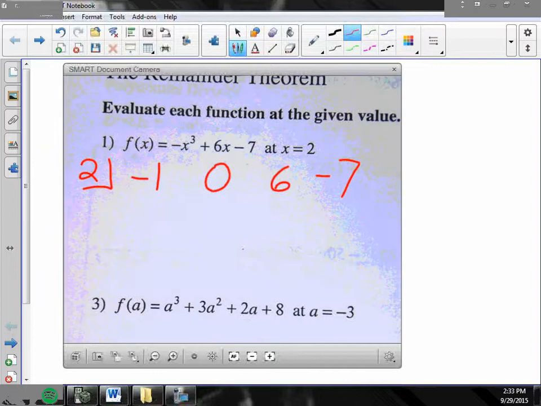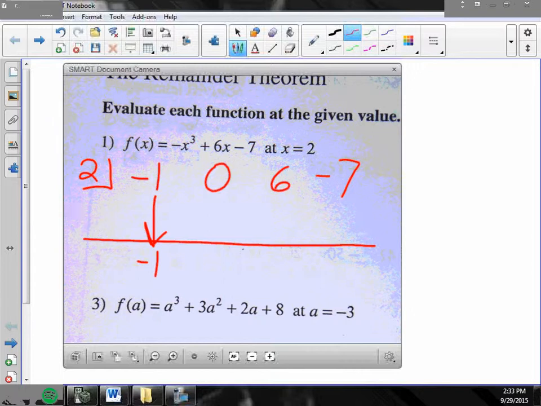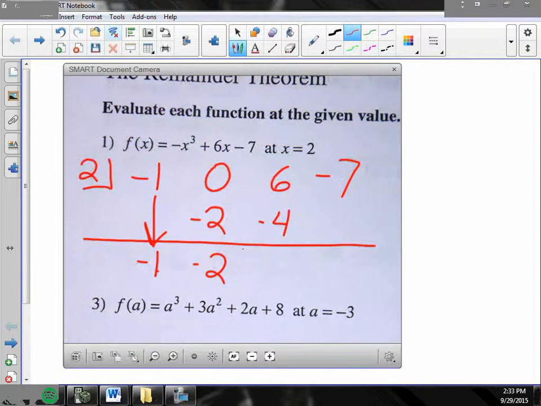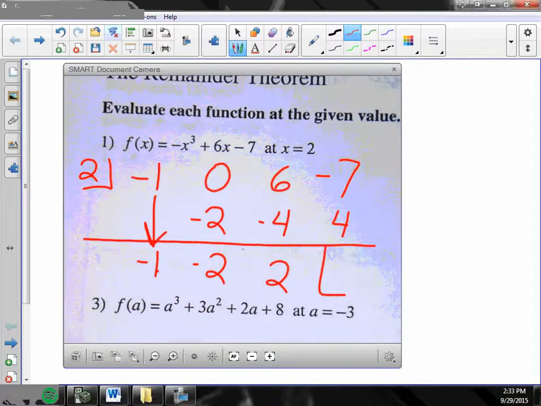So then you draw a line, drop down the first coefficient, -1, and then just multiply and add until you reach the end. So 2 times -1 is -2. 0 minus 2 is -2. 2 times -2 is -4. 6 minus 4 is 2. 2 times 2 is 4. -7 plus 4 gives a remainder of -3.